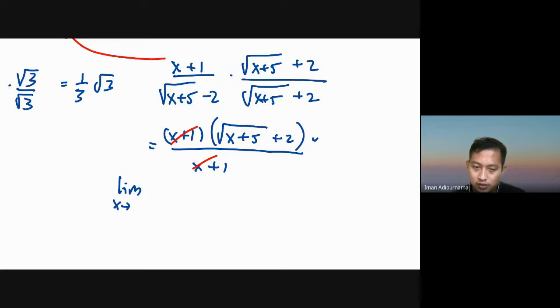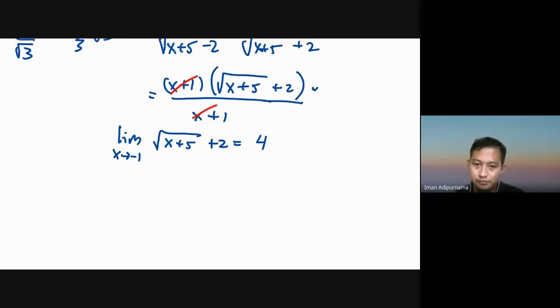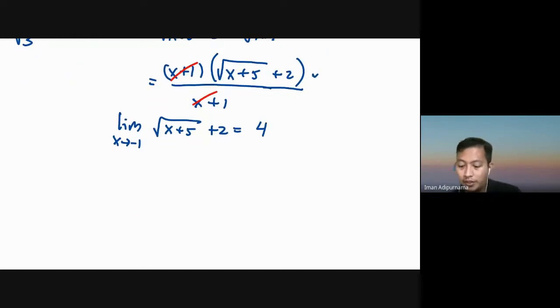So the limit as x approaching -1 is 4. When x is not equal to -1. When x equals -1, it's undefined. But the limit is equal to 4. Okay.